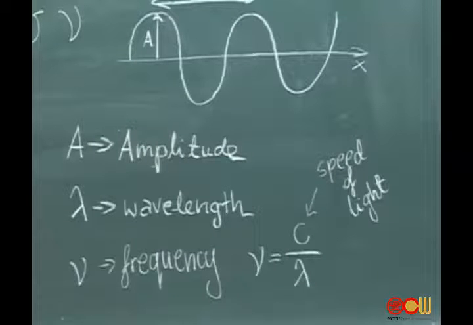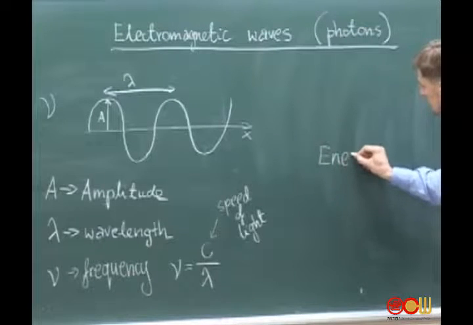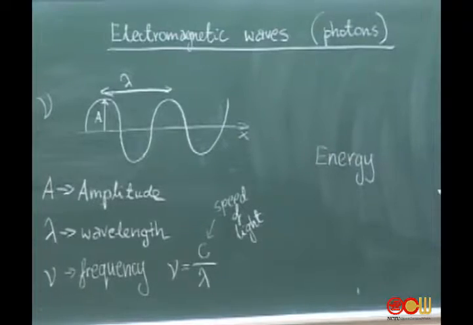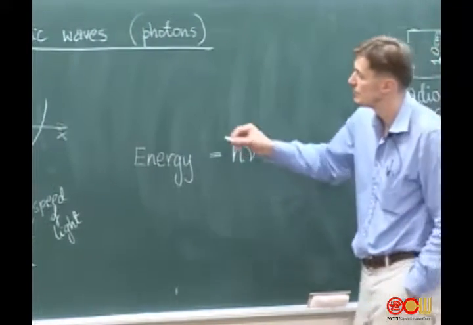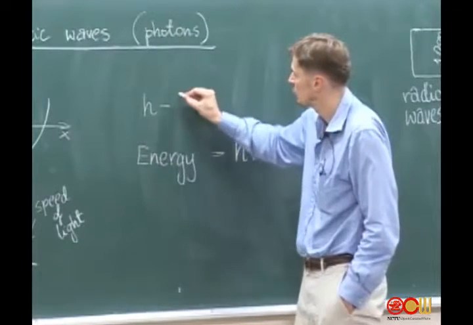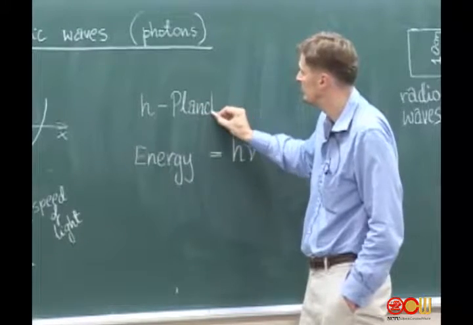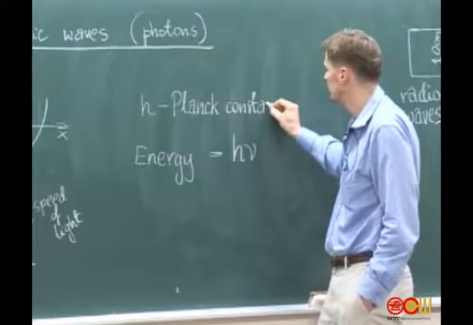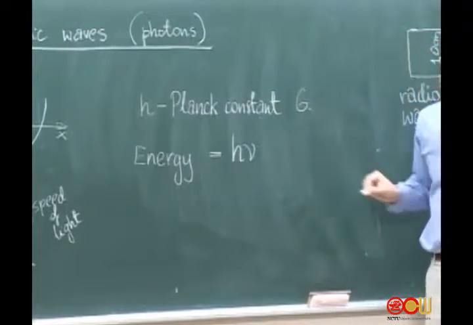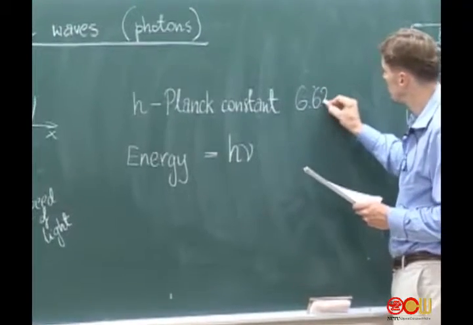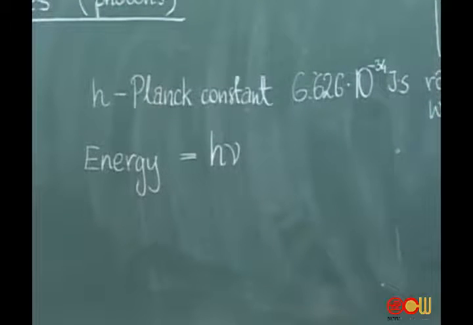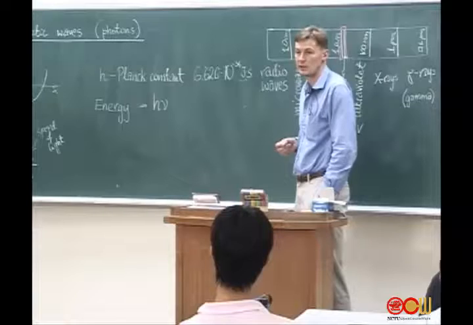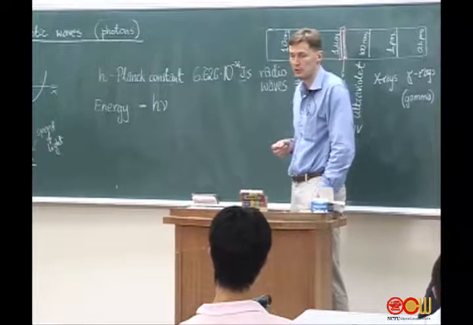The next property would be the energy. The energy of light is defined as h nu, where h is a constant called the Planck constant, and it is equal to 6.626 times 10 to the minus 34 joule times second. It's a very small number. Generally the joule is not very often used in quantum theory because it's too big. A joule is good for boiling one kilogram of water, but not for the energy of one electron.